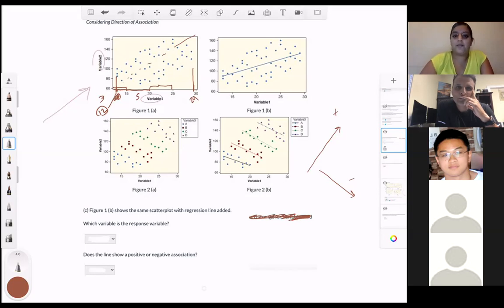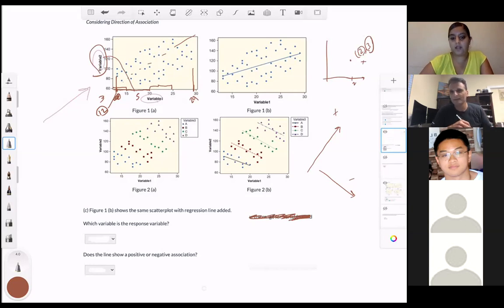So we have two variables, correct? Same as x and y in algebra: if this point is 2, 3, x is 2, y is 3. We learned that x is independent, the x value is not dependent on anything, but the y value is dependent on x. So same here, variable 2 depends on variable 1. So which variable is the response variable? Variable 2. They give us the answer: it is the response to variable 1. Very good.